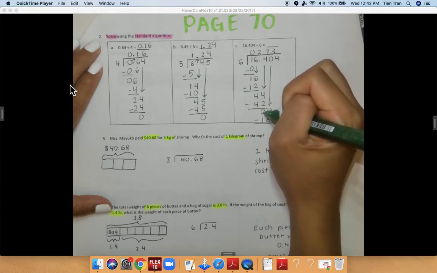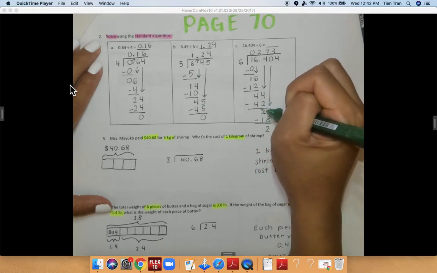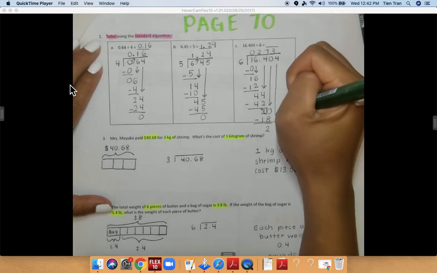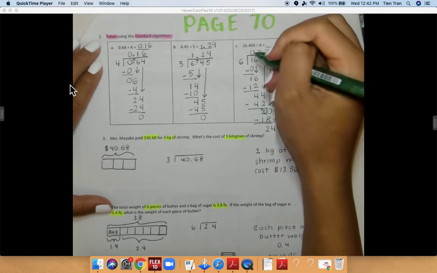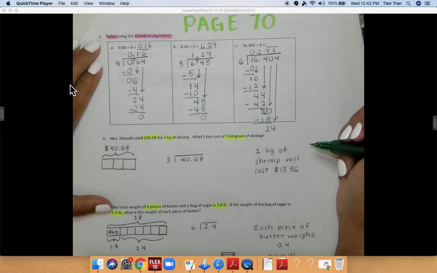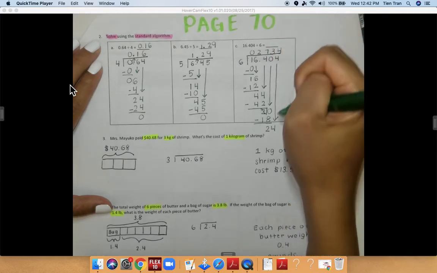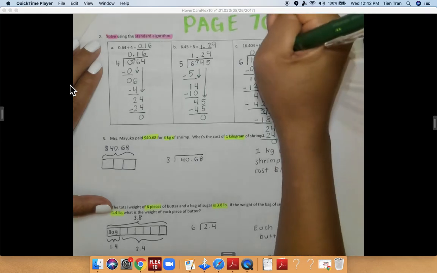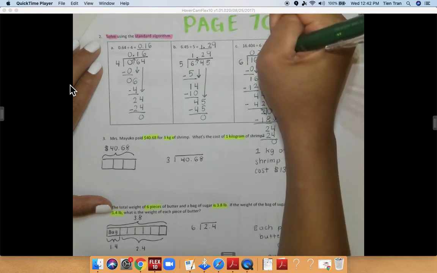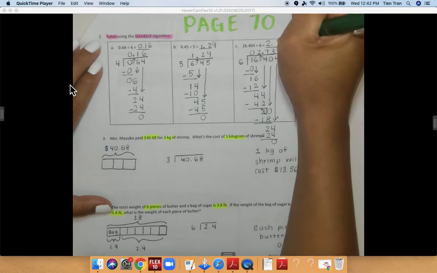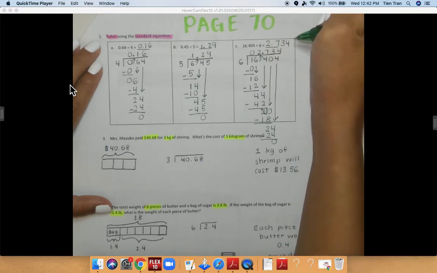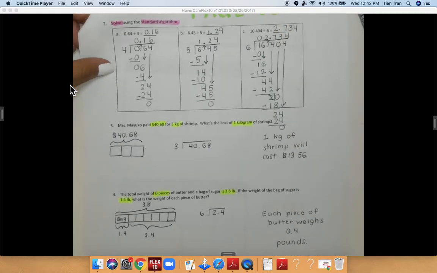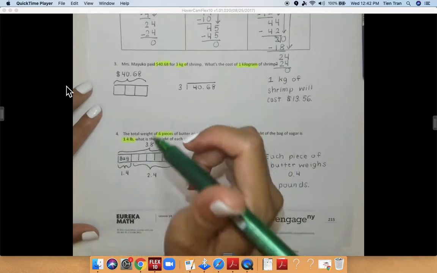20 minus 18 is equal to 2. Bring down my 4. How many times can 6 go into 24? 6 can go into 24 exactly 4 times. 24 minus 24 is equal to 0. Bring up my decimal. So my final answer is 2 and 734 thousandths. Okay? Now, problem number 3.